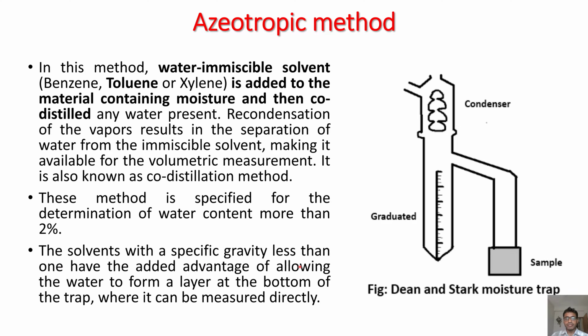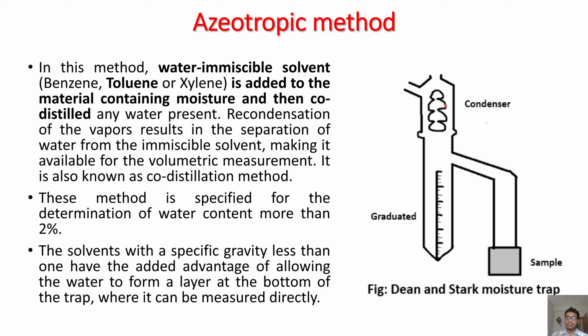The solvent with a specific gravity less than 1 has the added advantage of allowing the water to form a layer at the bottom of the trap, which can be measured directly. So you can see here there is a graduated tube, and this is the condenser, and here there is a round bottom flask where we keep our sample and the toluene. So whenever we are heating this, the moisture present in the sample will go up because it reaches its boiling point. But the boiling point of toluene is much higher than water, so only the moisture will go up.